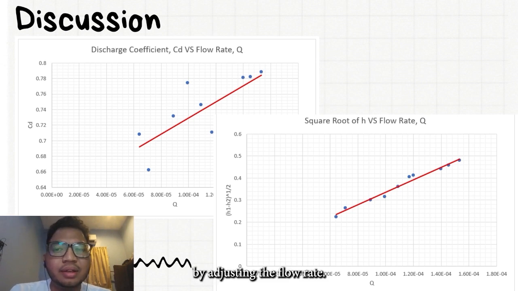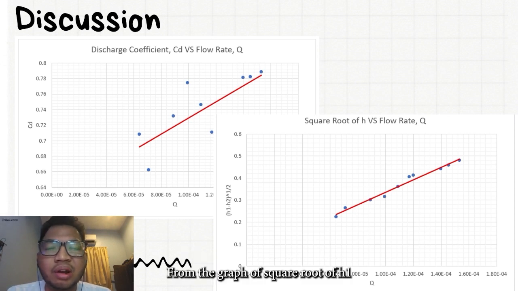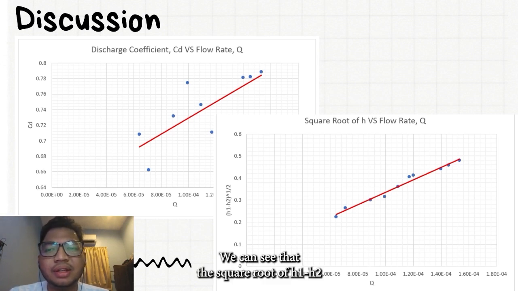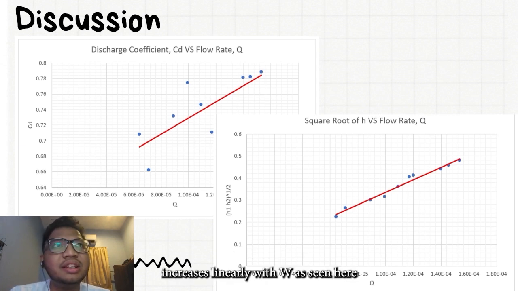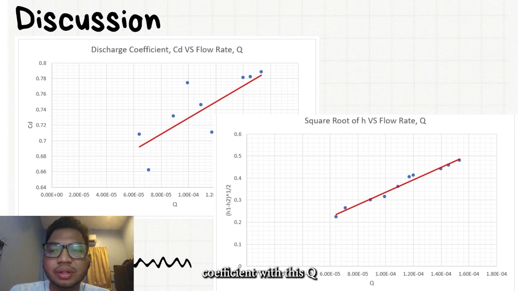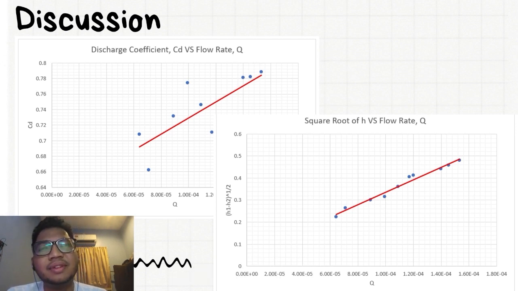By adjusting the flow rate, we found that the value of H1 and H2 will change accordingly. From the graph of square root of H1 minus H2 versus flow rate, we can see that the square root of H1 minus H2 increases linearly with Q as seen here. From the graph of the discharge coefficient versus Q, we can see that the discharge coefficient increases linearly with Q as well.